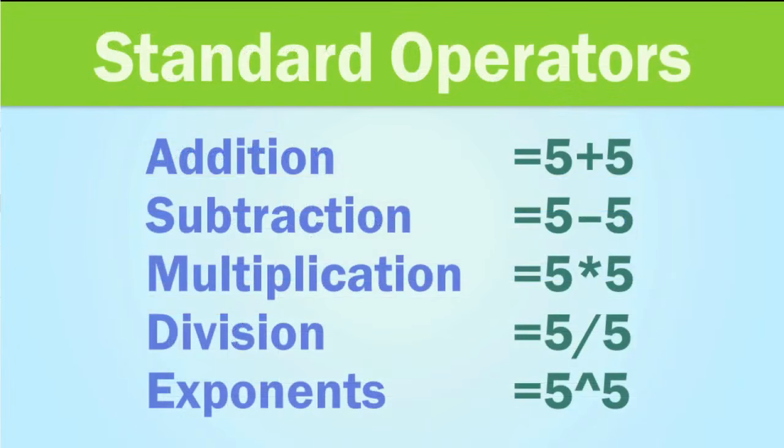Google Spreadsheets uses standard operators for math equations, like a plus sign for addition, a minus sign for subtraction, an asterisk for multiplication, a forward slash for division, and a caret for exponents. You're probably used to seeing equations like 5 plus 5 equals, but in Google Spreadsheets, the equal sign comes first. That's because the cell itself contains or is equal to the formula and its value.